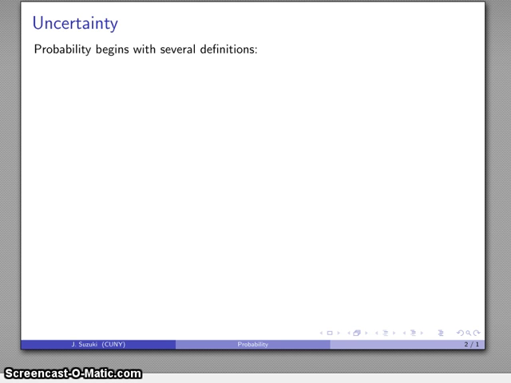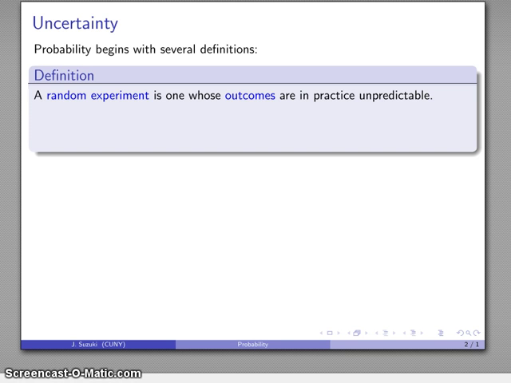Probability begins with this notion of uncertainty. And first of all, we define a random experiment as one whose outcomes are, in practice, unpredictable. And the important thing here is random means unpredictable, and that is one of the important ideas that have to be remembered about probability in general.